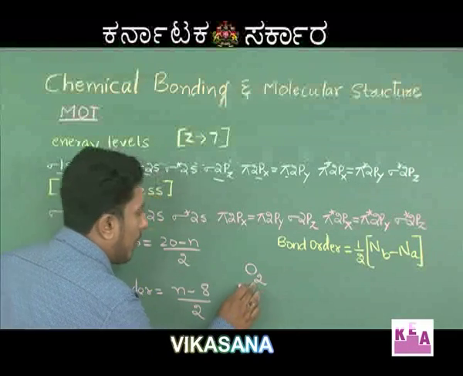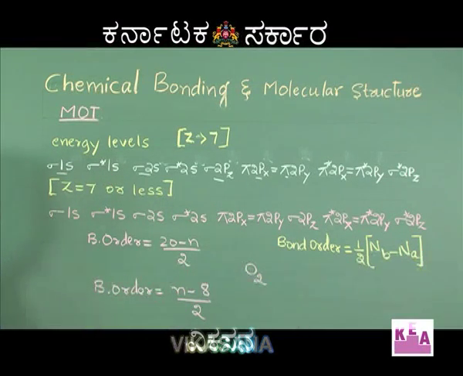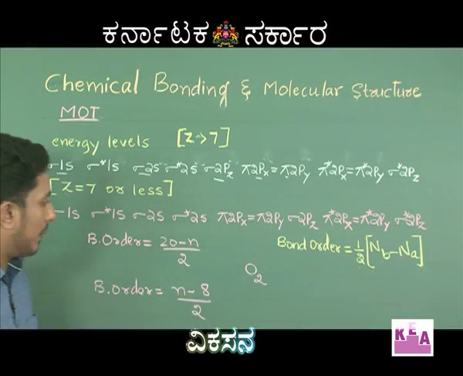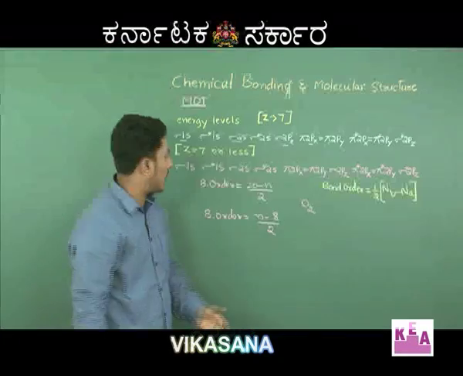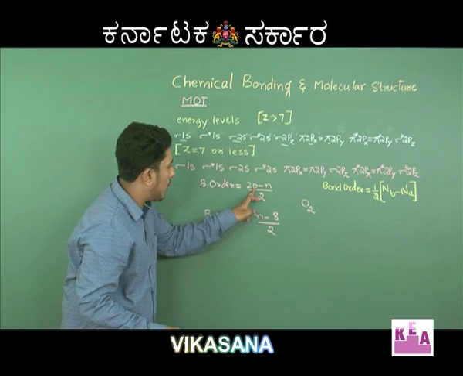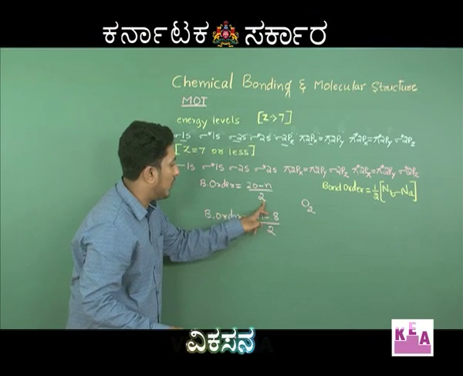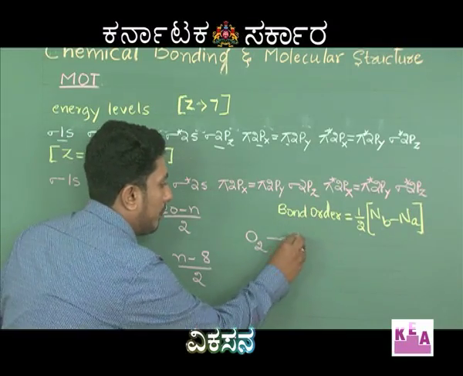We had calculated the bond order using the other formula and obtained the value 2. We'll try to find it by this method. Oxygen contains 16 electrons, so n is equal to 16. So this formula is applicable. It will be 20 minus 16 by 2, which is 4 by 2. The bond order will be equal to 2.